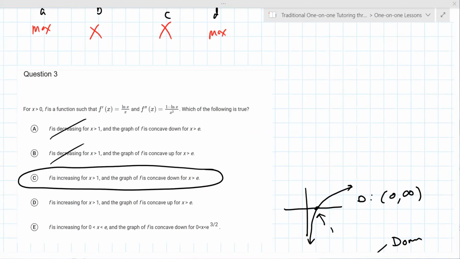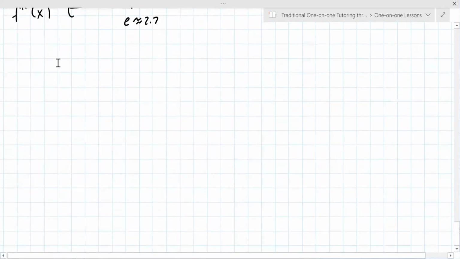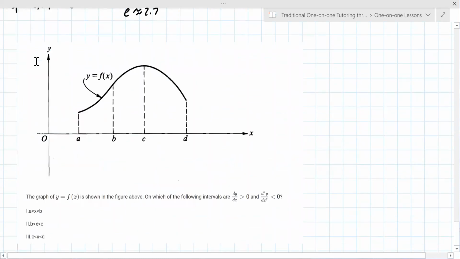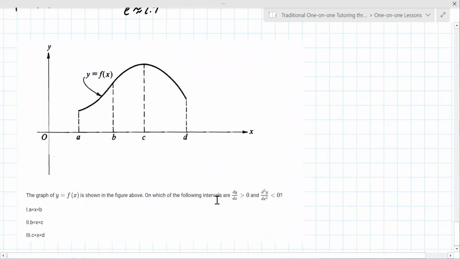All right, so let's look at the next one, question 4. Oh no, it's one of these. These are horrible. Oh no. Okay, we'll be okay though. They're giving you the original function finally. We haven't done one of those in a while.